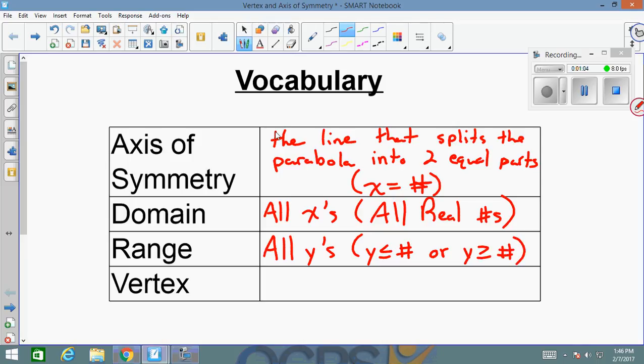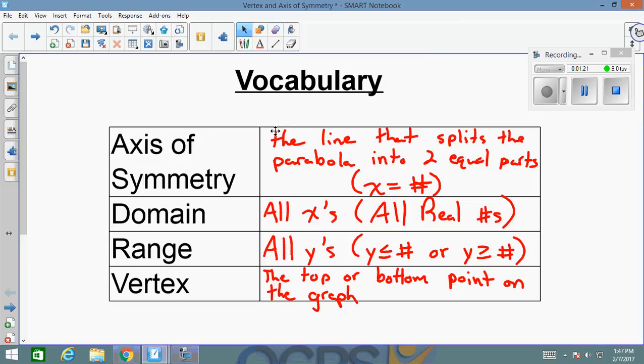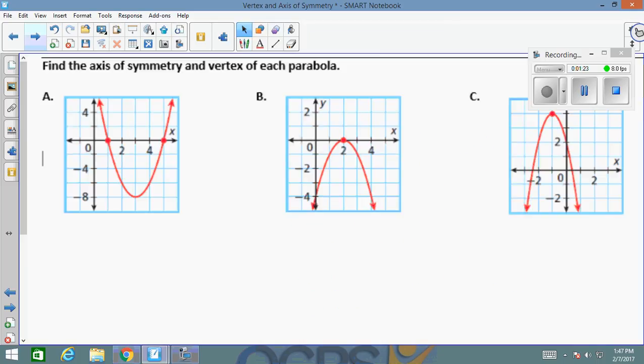Okay, and then the vertex is the top or bottom point on the graph. So it's either the top or bottommost point on our graph. Okay, so let's look at these. Here's our first one.